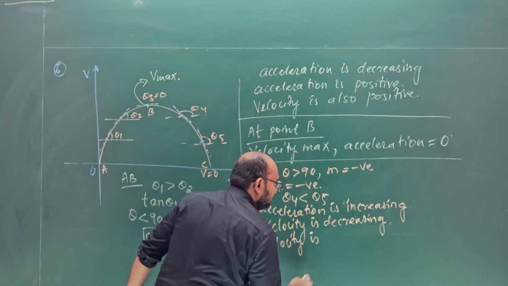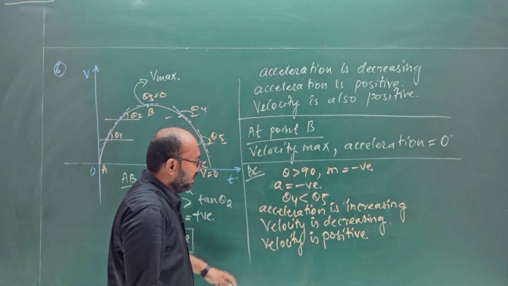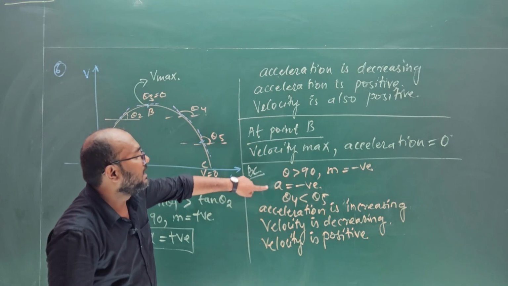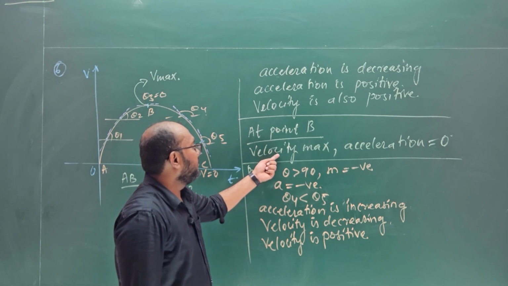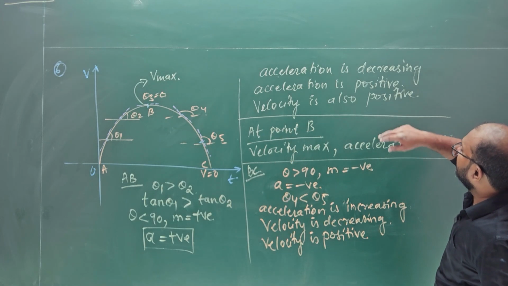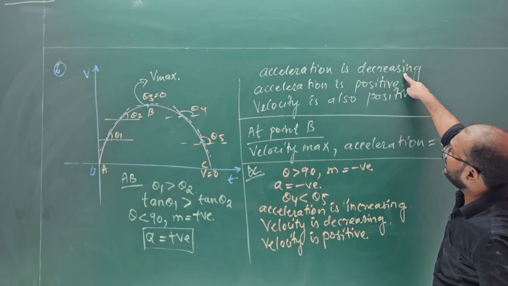Velocity is positive. Even though velocity is positive, it is decreasing. Acceleration is increasing. Acceleration is negative. All the points we have: at point B, velocity is maximum. Acceleration is 0. Velocity is also positive. Acceleration is positive, but it is increasing.